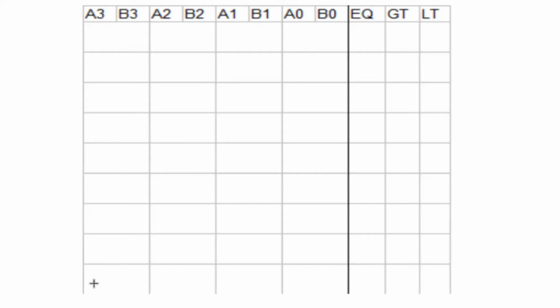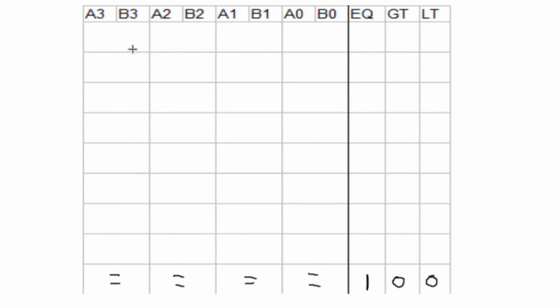And so that last one is actually fairly easy. We've already established this. So if we say that A3 is equal to B3 and A2 is equal to B2, A1 equal to B1, and A0 equal to B0, then we would say that the result is equal, and it is not greater than, and it is not less than. But the other conditions are a little bit more tricky. So how do we go about that?